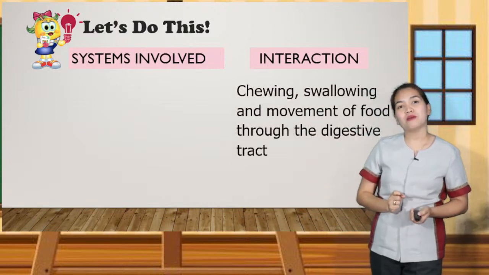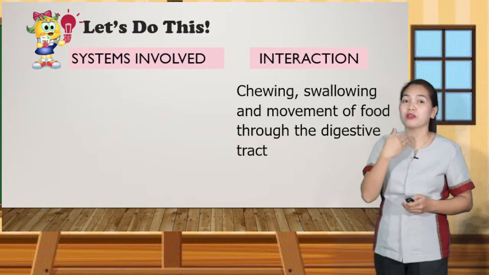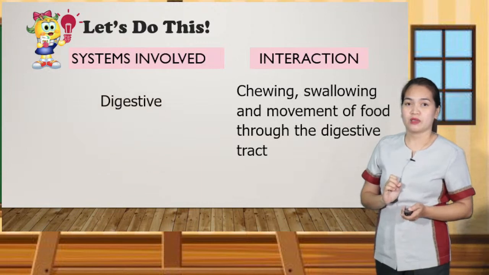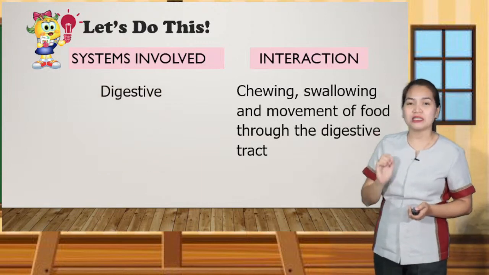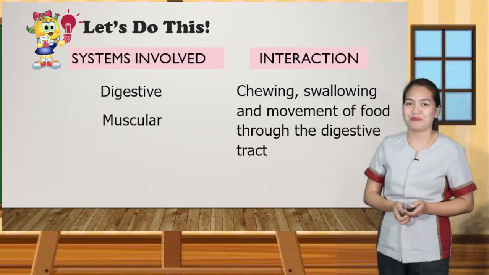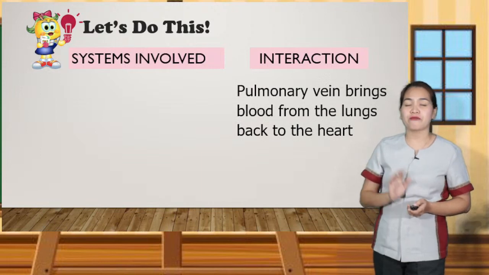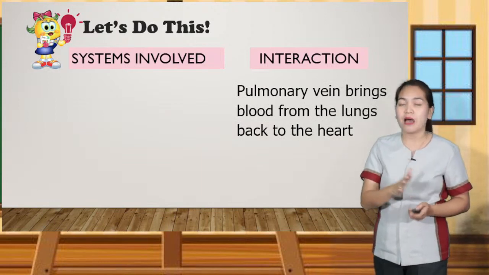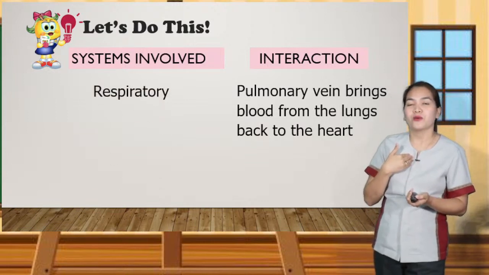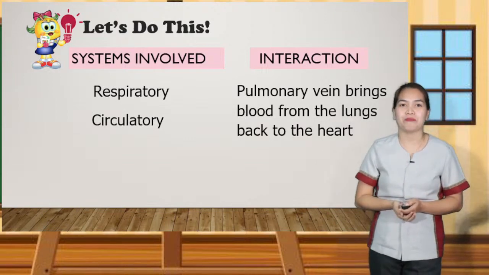Okay, what about this one? When we chew and swallow the food, the movement of the food through the digestive tract. So what are the systems involved? Okay, so we have the digestive system, very obvious, and the muscular system. Next interaction, the pulmonary veins bring blood from the lungs back to the heart. So what are the systems involved? We have the respiratory system and circulatory system.